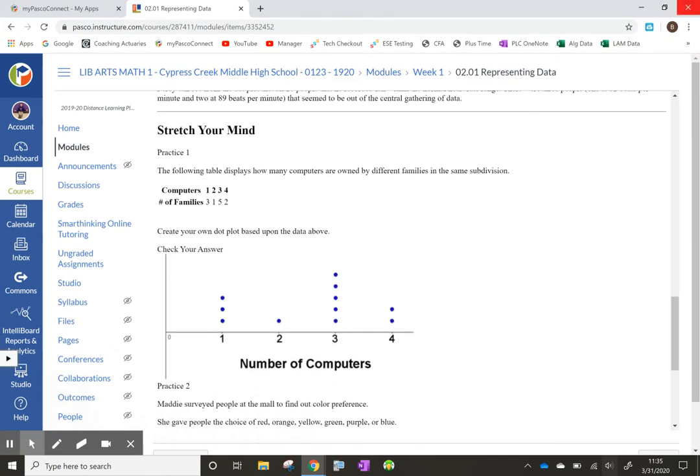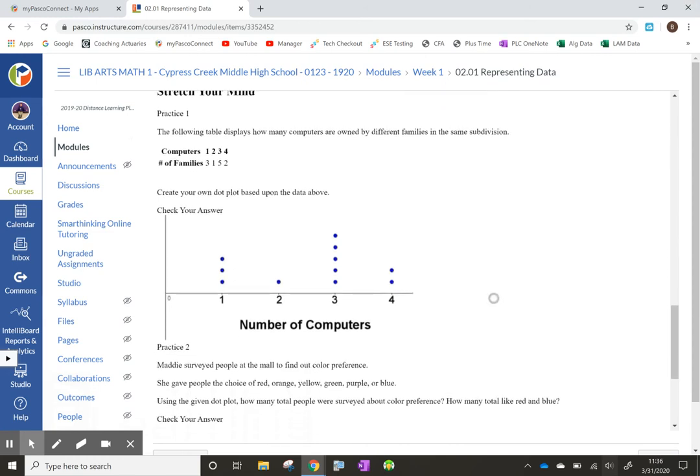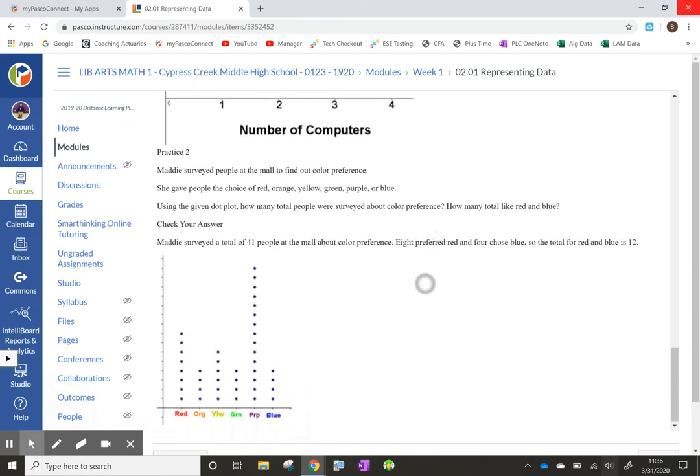All right, so you could probably try these as well. The following table displays how many computers are owned by different families in the same subdivision. So this is the number of computers. Maybe families who have 1 computer, 2 computers, 3 computers, or 4 computers. From that dot plot, there are 3 families that have only 1 computer in their house. There's 1 family that has 2 computers. There are 5 families that have 3 computers, because there are 5 dots above 3. And then there are 2 families that have 4 computers in their house, right? So that's how we would read that dot plot.